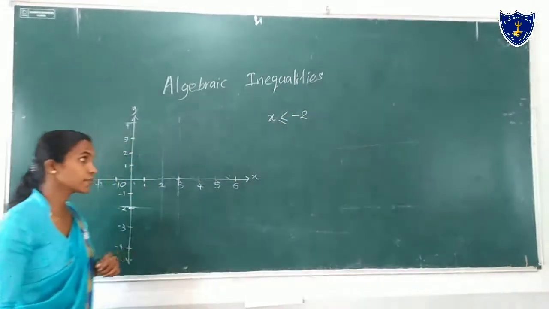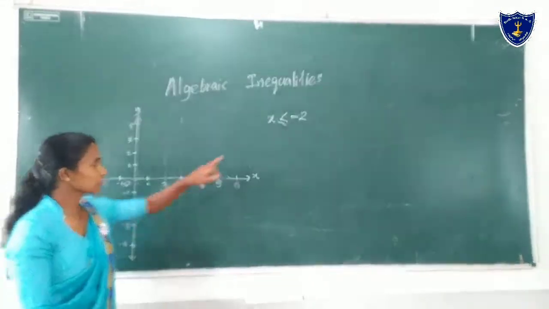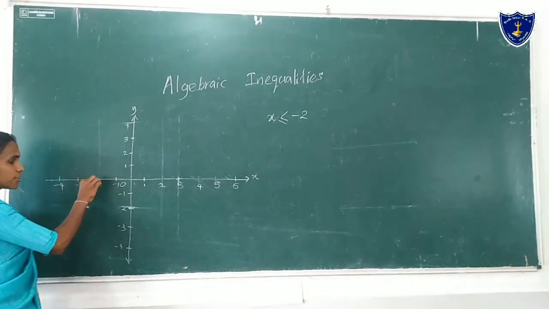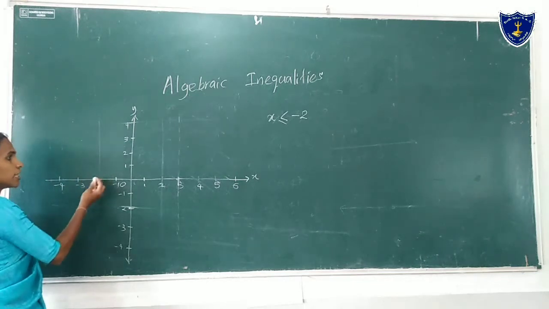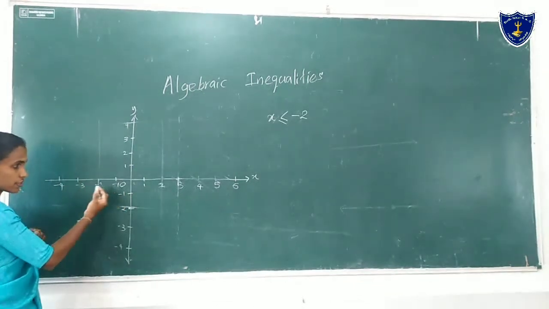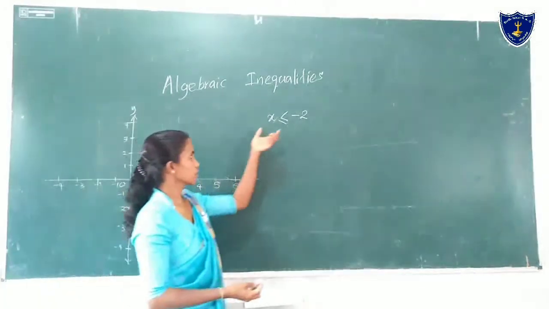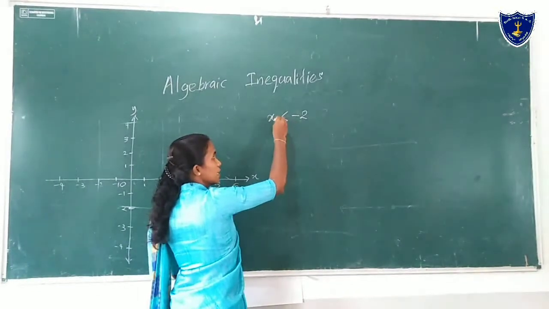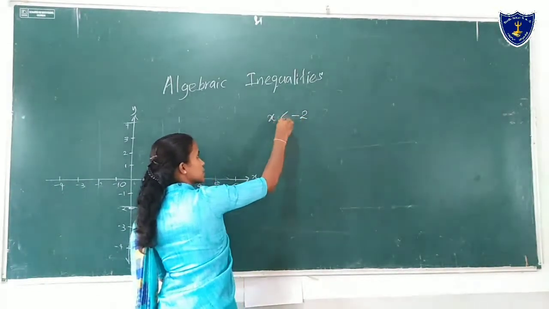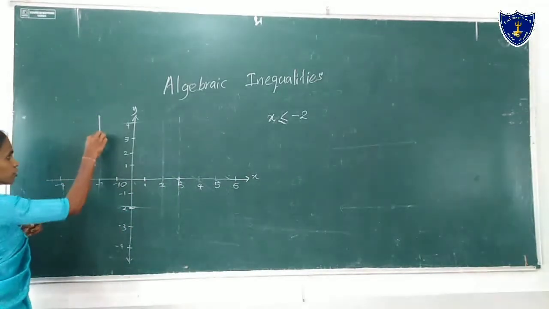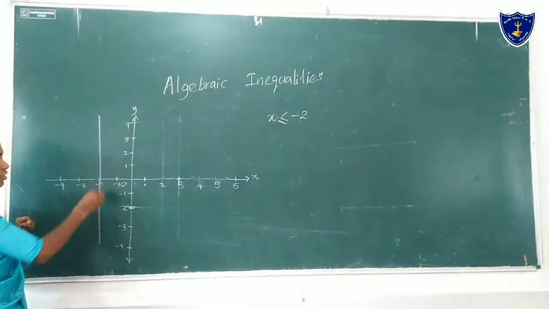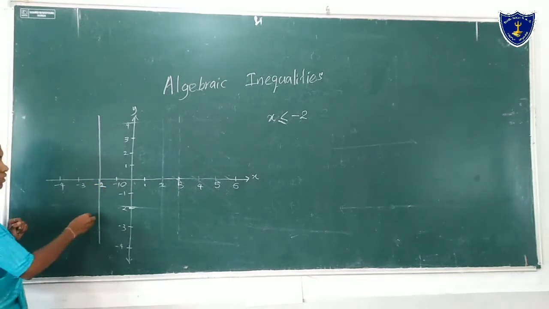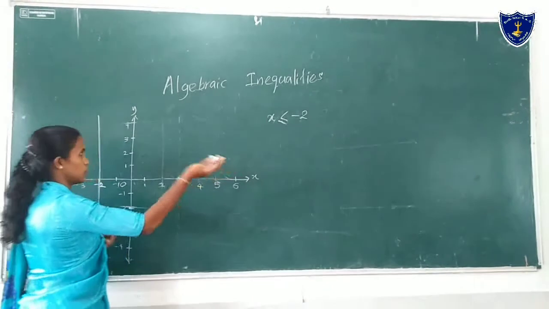X less than or equal to negative 2. First, we have to identify what is the line x equals negative 2. Through this point, we have to draw a line which is parallel to the y-axis. Should it be a dotted line or a straight line segment? It should be a straight line segment because x equals negative 2. So you have to draw a straight line parallel to the y-axis through the point negative 2. Then x less than negative 2, less than.